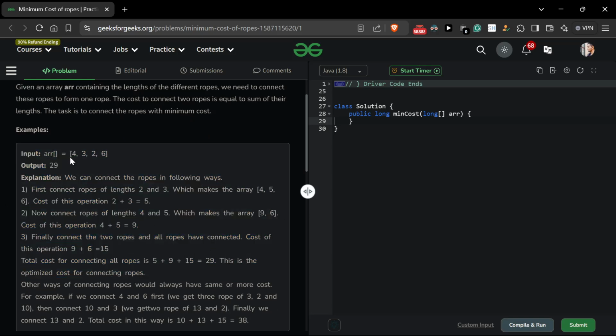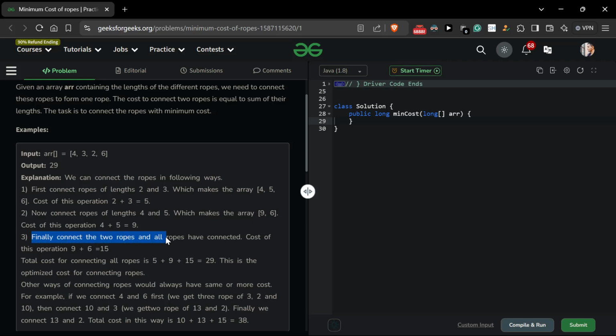Here is an example. First we connect the ropes of 2 and 3. Its total cost is 5, and after connecting 2 and 3 we have 4, 5 and 6 length ropes. On our next step we connect 4 and 5. So we connected this and this, and we have 9 and 6 length ropes remaining. Our cost to connect these ropes is 9.